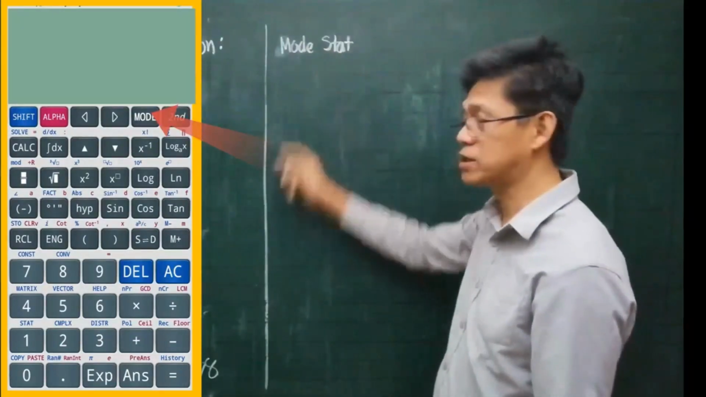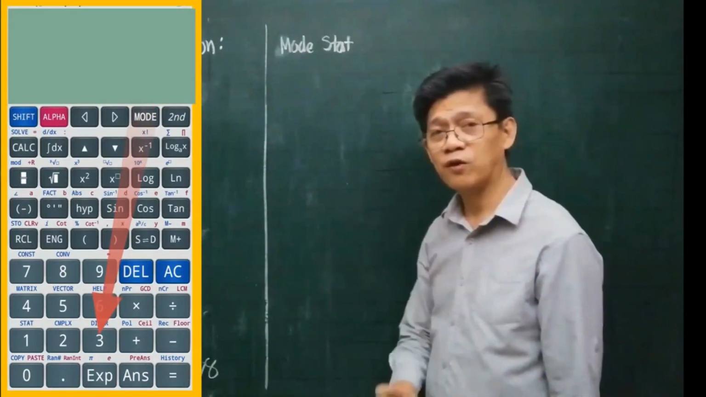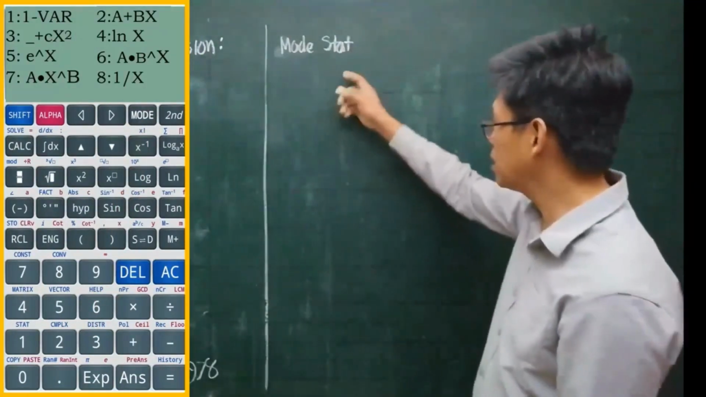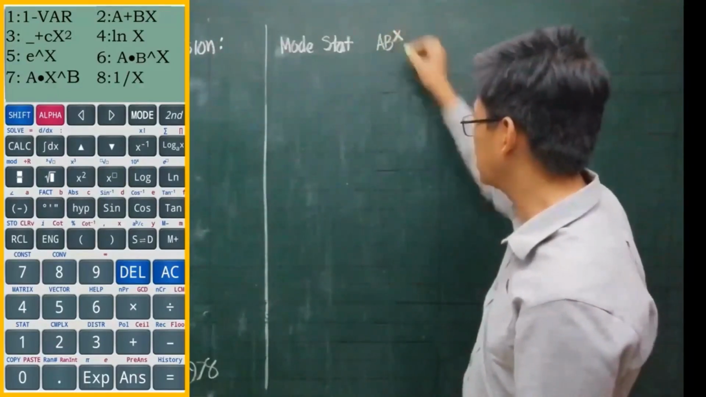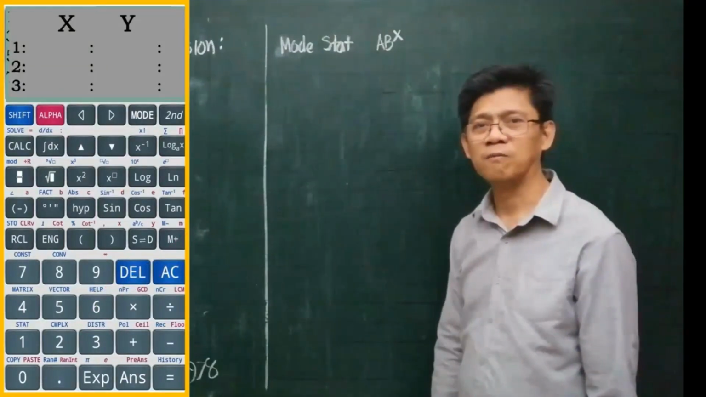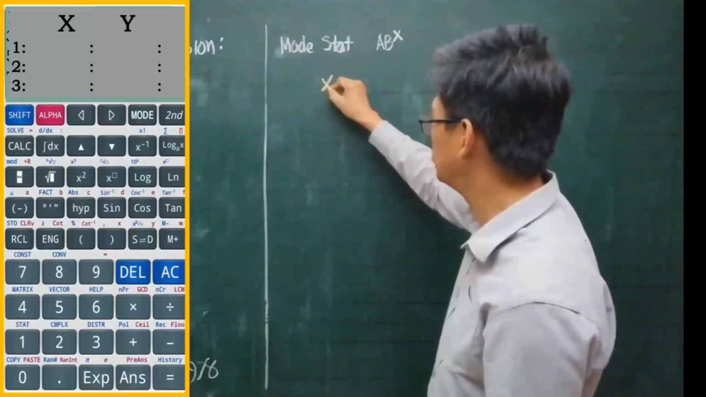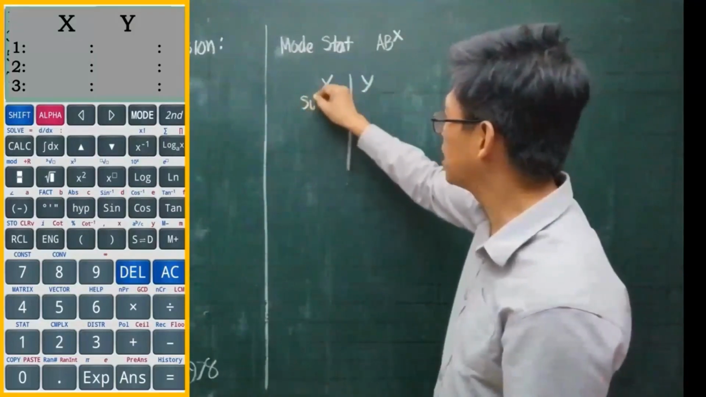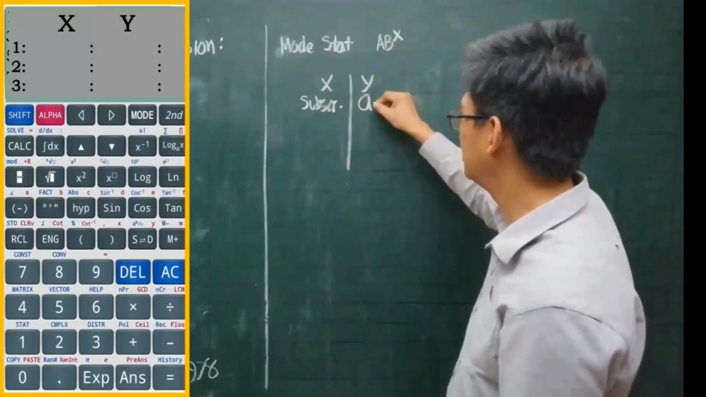Another solution to this is using the calculator function mode stat. So just press mode stat, then your calculator will ask you to choose an equation. For arithmetic progression, the equation is a plus bx. For geometric progression, the equation is a b to the x. So choose this equation in your mode stat. Then your calculator will display to you the matrix x and y.